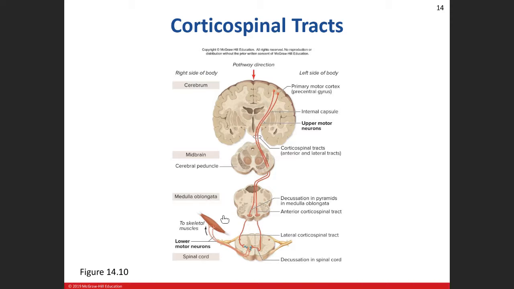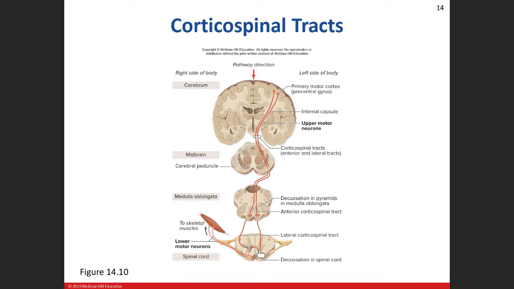So that's the lateral cortical spinal tract, and that crosses over in the medulla oblongata, in the pyramids here. Our anterior, same scenario, is going to start off in the primary motor cortex, descend down, and travel into the cerebral peduncle of the midbrain. It does not cross over; it stays ipsilateral. It'll travel down through the anterior cortical spinal tract, which is found in the medulla oblongata, in the pyramids here. These two little ridges or bumps, those are the pyramids.